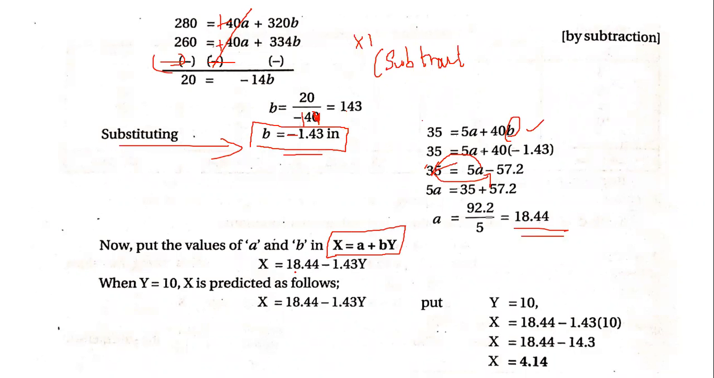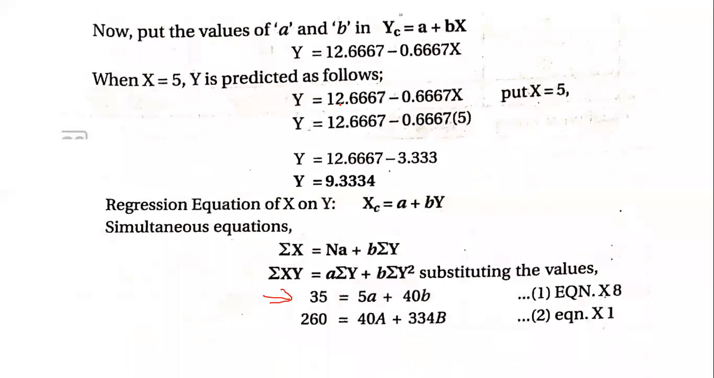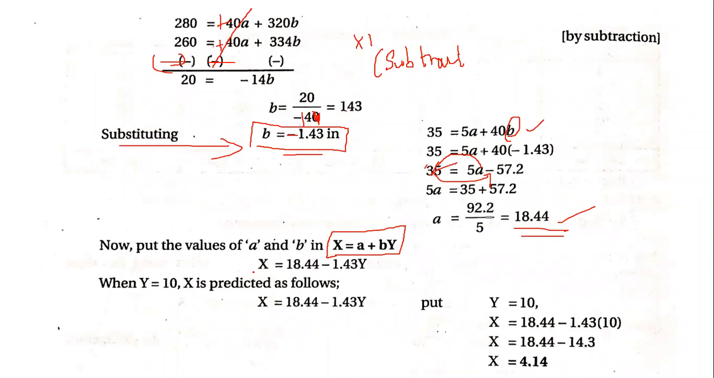So x is equal to 18.44 minus 1.43y. Now if you go back to the question, they have given us the value of y and asked us to find the value of x. So after finding the equation, x is equal to 18.44 minus 1.43y, in the place of y I am substituting 10. So when I substitute that with 10, the value of x is going to be 4.14. Okay, so this is how you solve x on y problems.